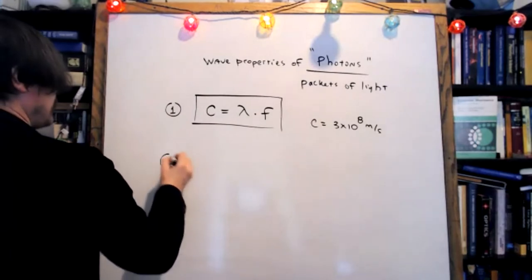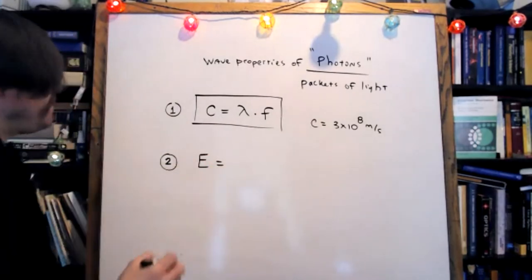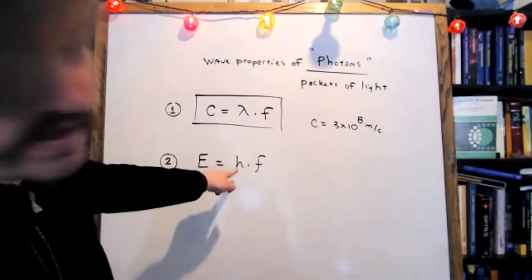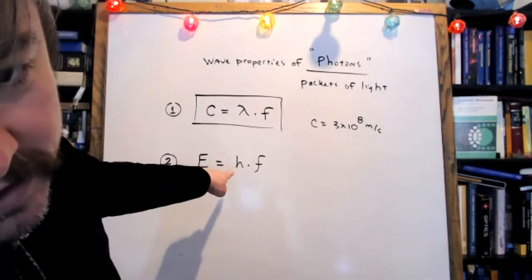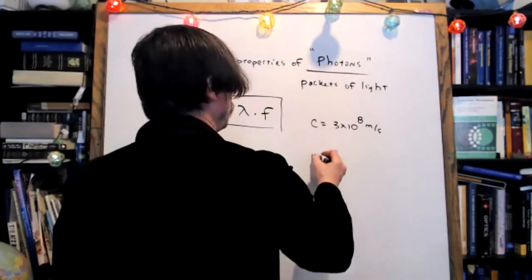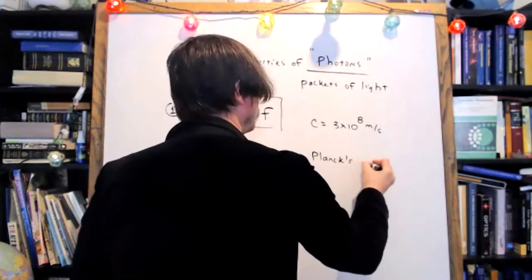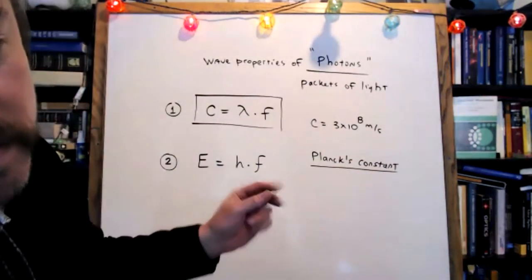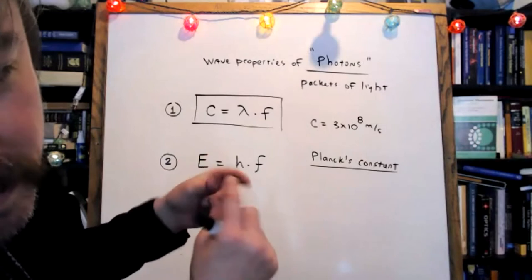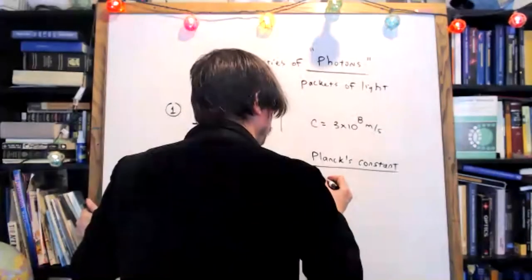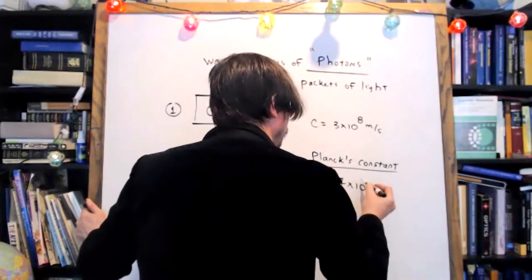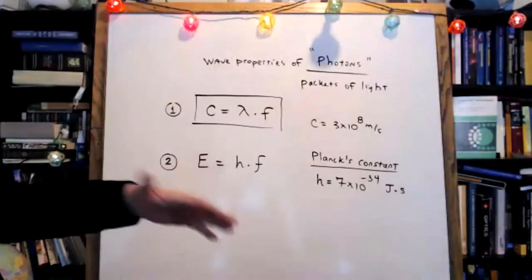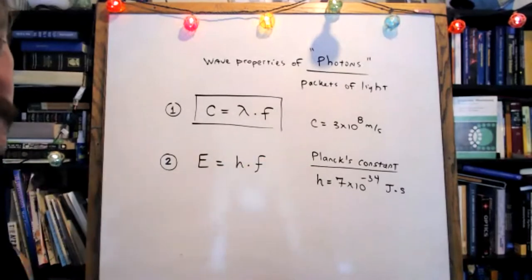The second formula gives us the energy of a photon. To measure the energy of a photon, you multiply the frequency by a new magical number. It's actually a constant of nature, and it's called Planck's constant. I don't have time to tell you about Planck's constant right now, but it's a magical number that shows up anytime you deal with the microscopic world of atoms and light. Planck's constant has a fixed value of about 7 × 10⁻³⁴ joule seconds. If we have more time going forward, I'll tell you more cool stories about Planck's constant.